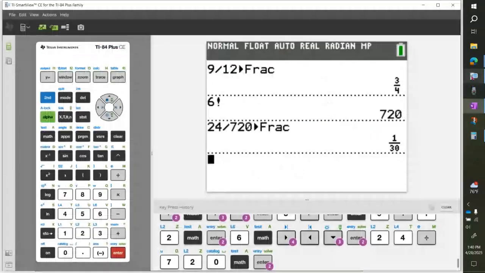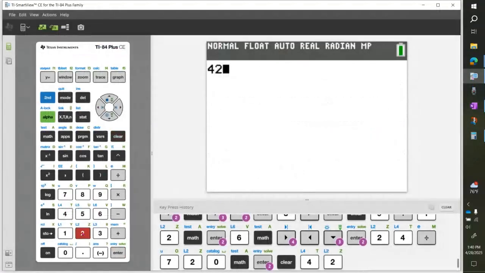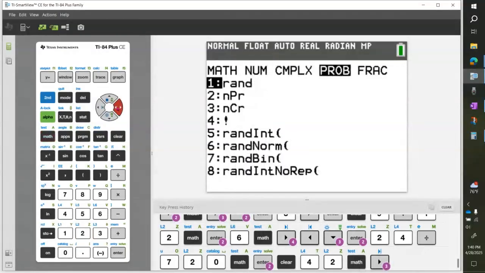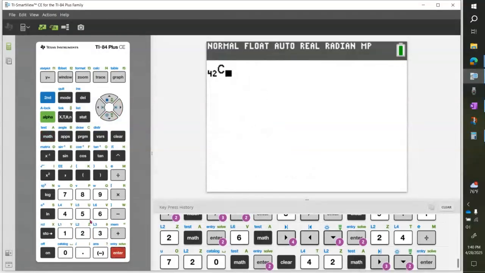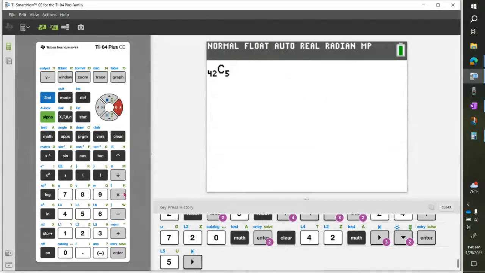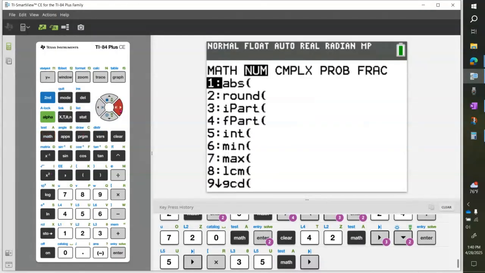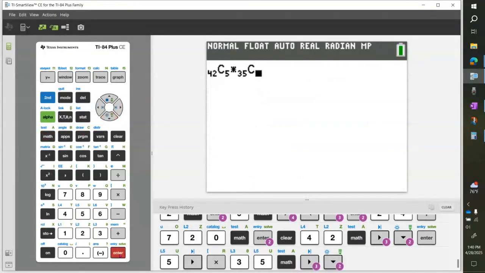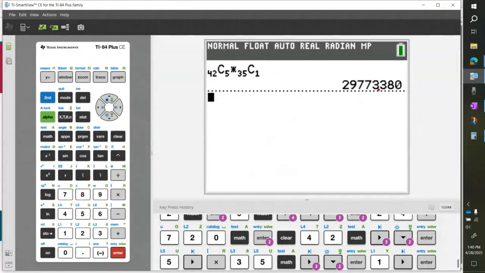42 white balls, combination 5, times 35, combination 1. Always double check your entry. Yep. And the denominator is going to be this large number: 29 million, 773,380.